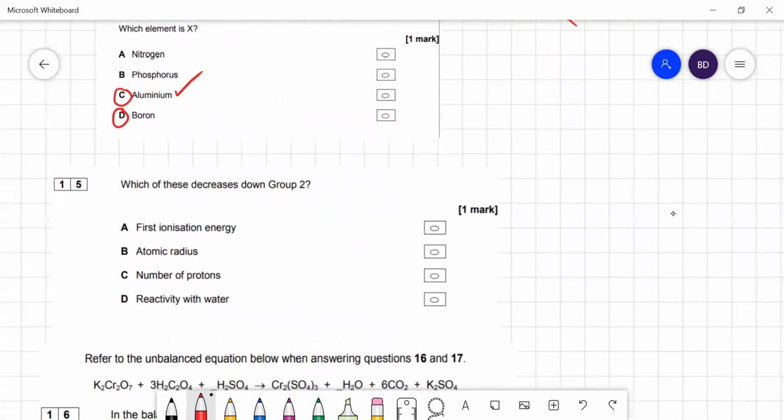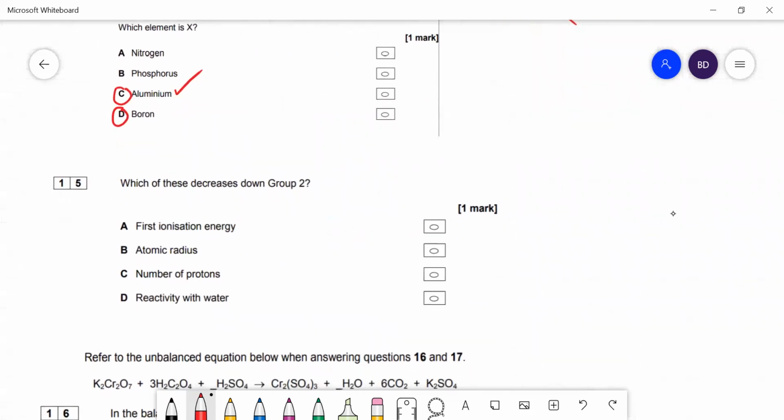Which of these decreases down group 2? First ionization energy, that's the one. That decreases down every single group because you get more shielding and greater distance from the nucleus. That's true for every group in the periodic table. Atomic radius actually gets bigger because you're getting a new shell every time. The number of protons obviously gets bigger, and they get more reactive with water because it's easier for them to lose electrons because of this shielding and distance. So anyway, A is the right answer.